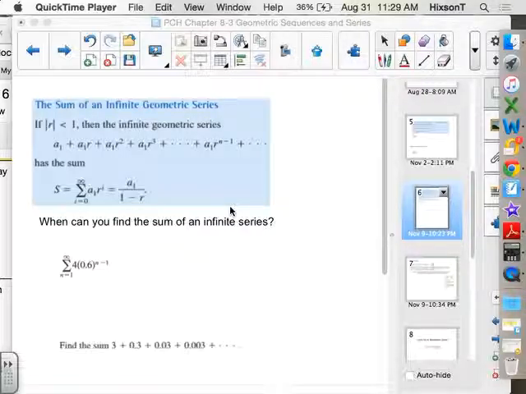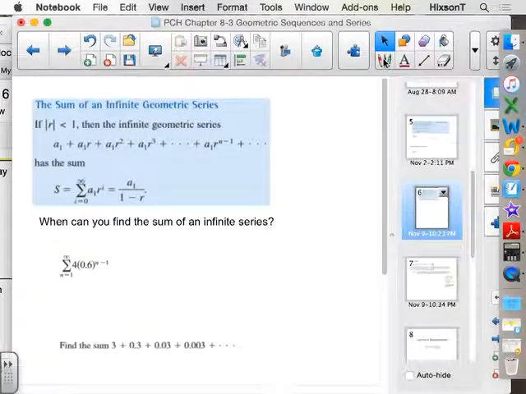The key here is that our sequence has to converge. It has to converge to 0. And the way it does that is the relationship you see here in this initial part: the absolute value of the common ratio has to be less than 1.